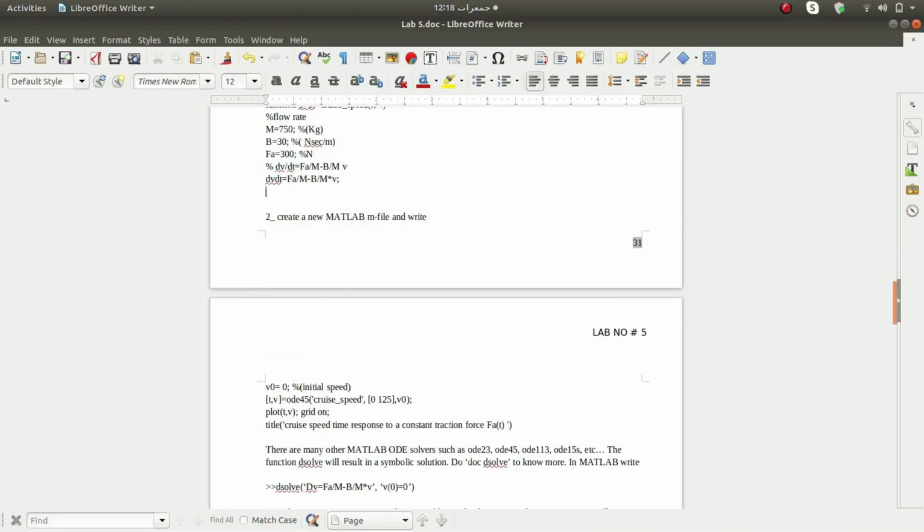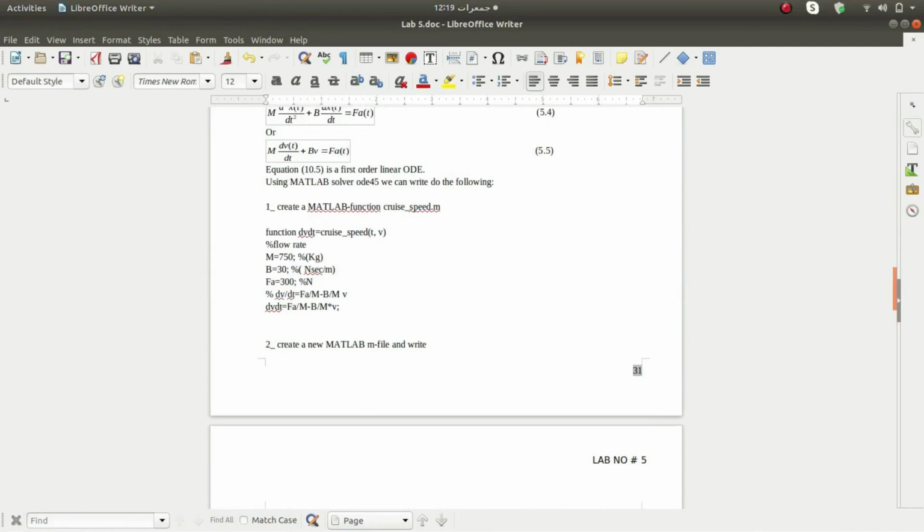In the next step, this section is basically a function. We have created a function on MATLAB. The function name we are using is cruisespeed.m, and to create any function on MATLAB, you have to write function and then define its parameters, like function dv dt equals cruise speed, which is the relationship between time and velocity.